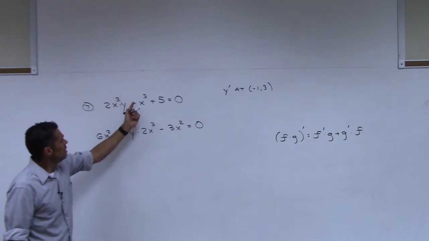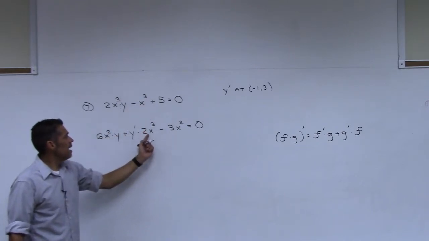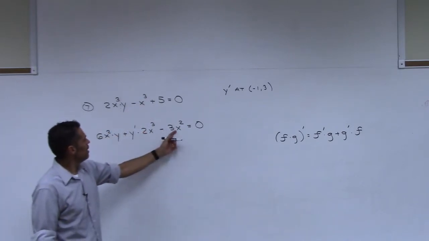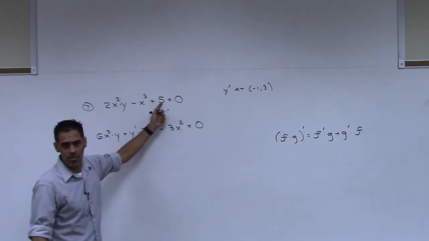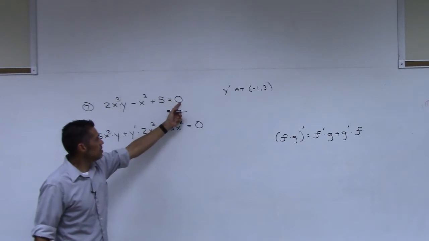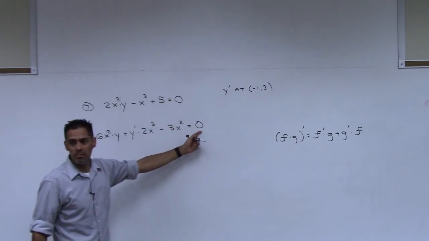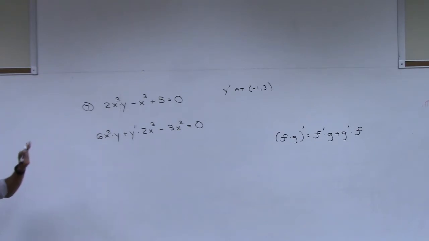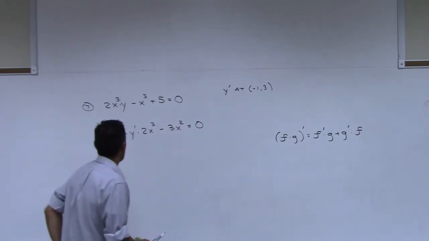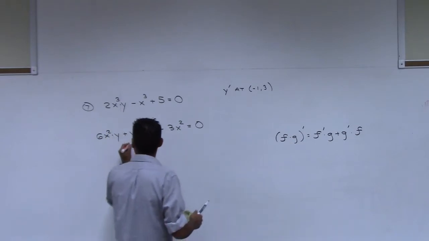Minus, now x cubed by itself, the derivative of that is 3x squared, right? And then the derivative of 5 is 0, so it's gone. And then equals the derivative of 0, which is 0. So does this make sense? You sure? Okay. Now, we're not done. We're now supposed to solve for y prime, right? So when I solve for y prime, here's what I'm going to do.